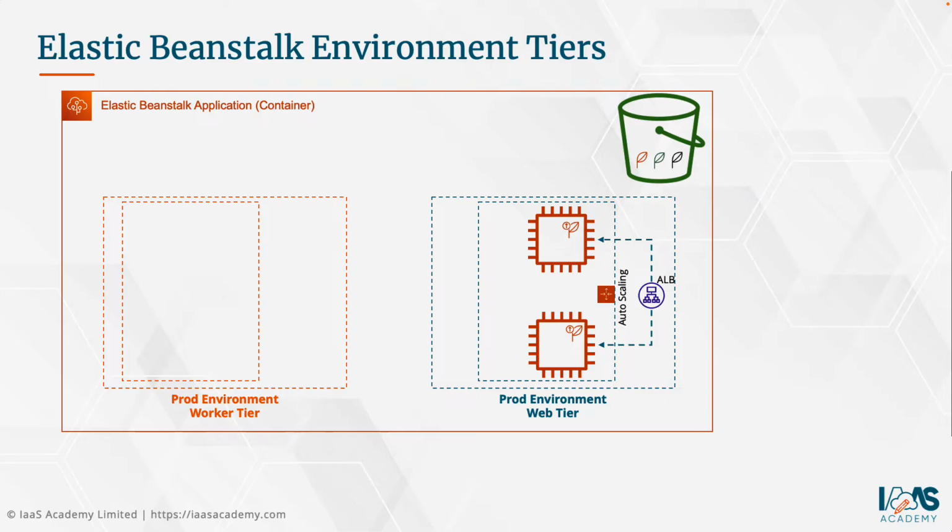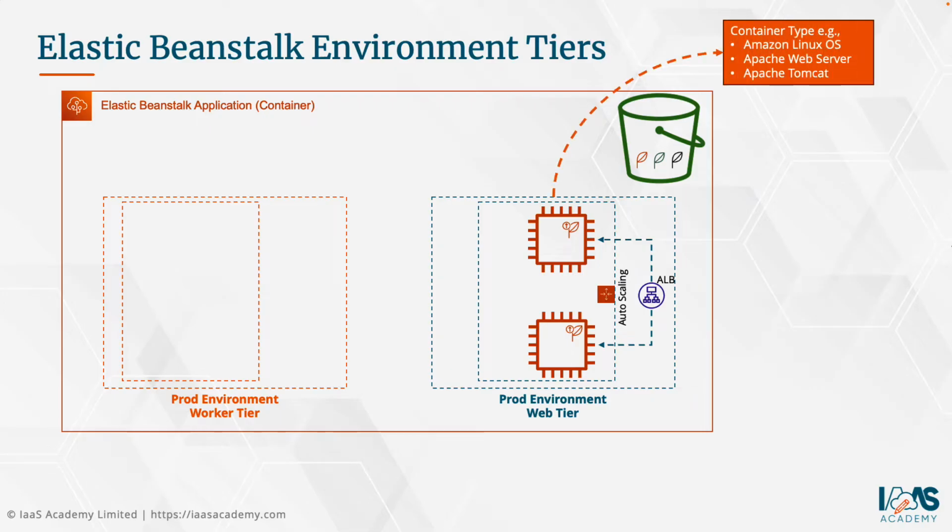Now, Elastic Beanstalk will provision the EC2 instances for your application, which will be dependent on what's known as the container type. The container type basically defines the infrastructure topology and the software stack that will be used by the environment. You need to tell Elastic Beanstalk what platform your application has been built on, what language is being used, etc. And Elastic Beanstalk will then provision the appropriate container type. So for example, an Apache Tomcat container would comprise of an Amazon Linux operating system, Apache web server, and Apache Tomcat software.